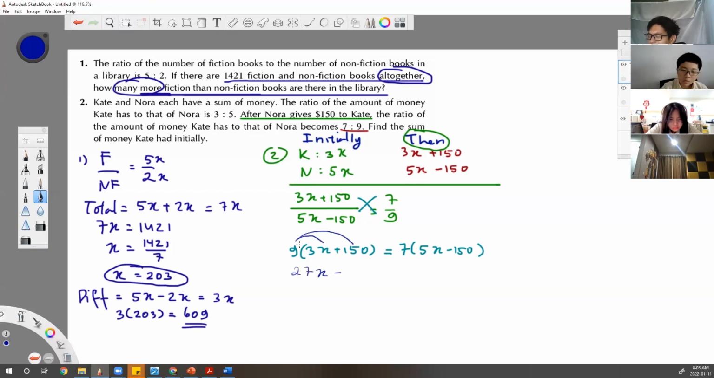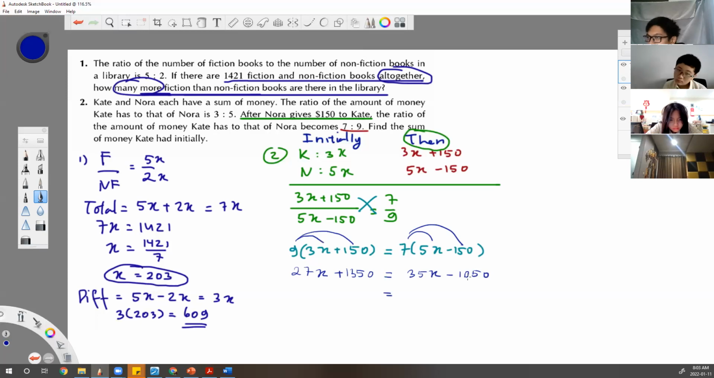27x plus 9 times 150, 1350, right? Equals 7 times 5, 35x minus 1050. And then what do we do next? Remember, can anyone answer what we do after this to find x?